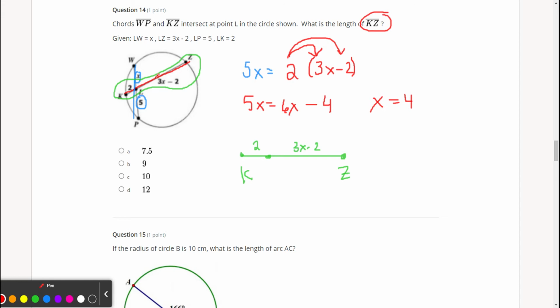KZ is all the way across that red line. So I've got that little piece that's 2, and then 3x minus 2. So I got to put a 4 in here. X equals 4, you plug it in, and then you get 12. Is it actually 12? 2 plus 12 minus 2 is 12.